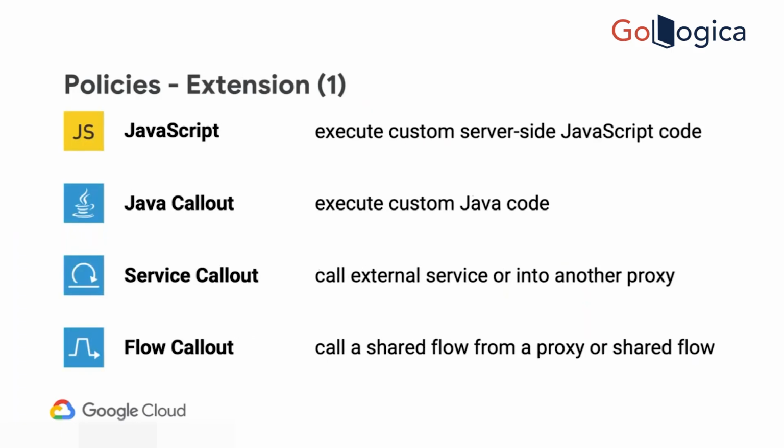Now the next set of policies is what we call extension policies. If you want to use custom JavaScript code, you use the JavaScript policy. If you want to use custom Java code, use the Java callout policy. If you want to call some third party service, internal service or other external service, you can use the service callout policy. If you want to call a shared flow, which has reusable policies, you can create policies and put them in the shared flow. To execute the policies inside a shared flow, we use the flow callout policy. Flow callout will call the shared flow, and the shared flow policies will be executed.